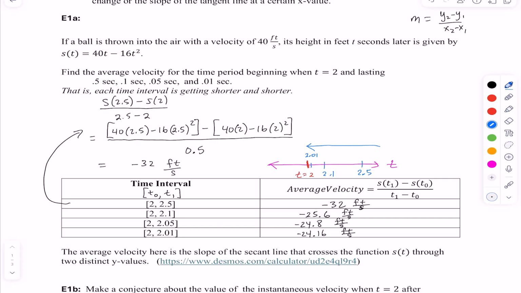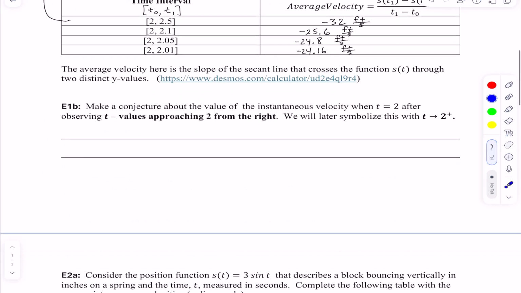Okay, so as t values approach t equals 2 from the right hand side, what happens to the average velocity? And you can see that the numbers here represent the average velocity, and you want to make a prediction. Where is this average velocity going? Make a prediction of what the velocity will be when t equals 2 seconds. Go ahead and write your prediction down here.